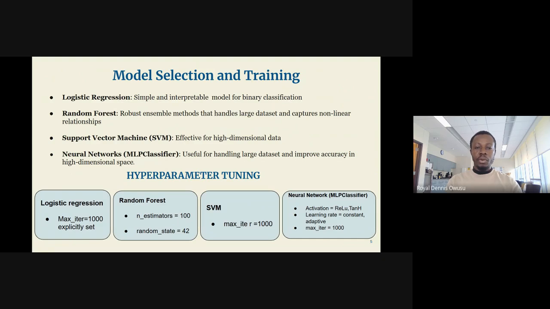We selected 4 models to train with our data, and that is logistic regression, random forest, support vector machine, and then neural networks. And with these models, we need to hyper-tune them for better results, and the various parameters were set.